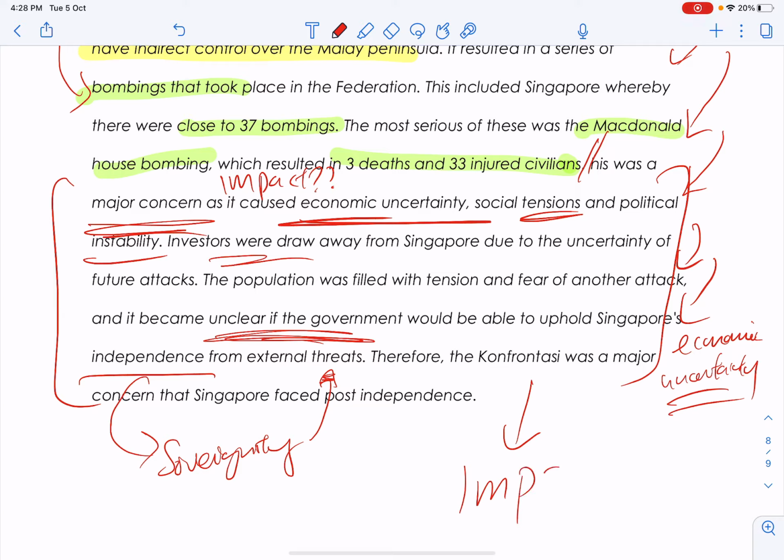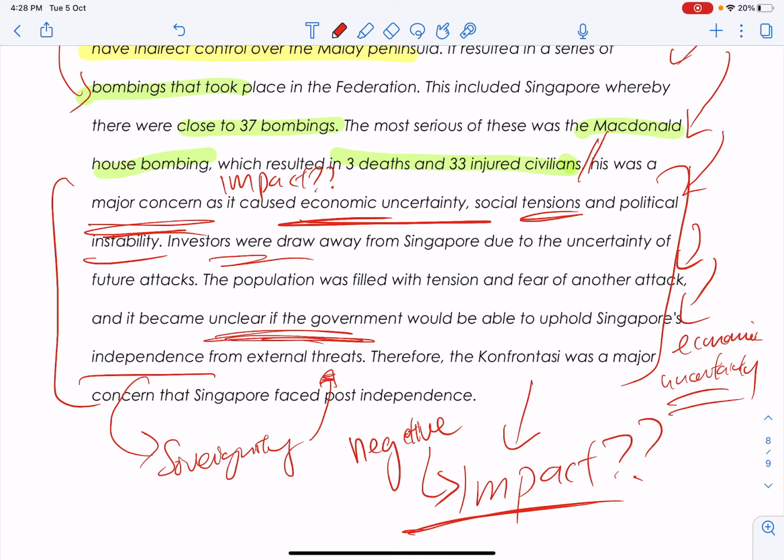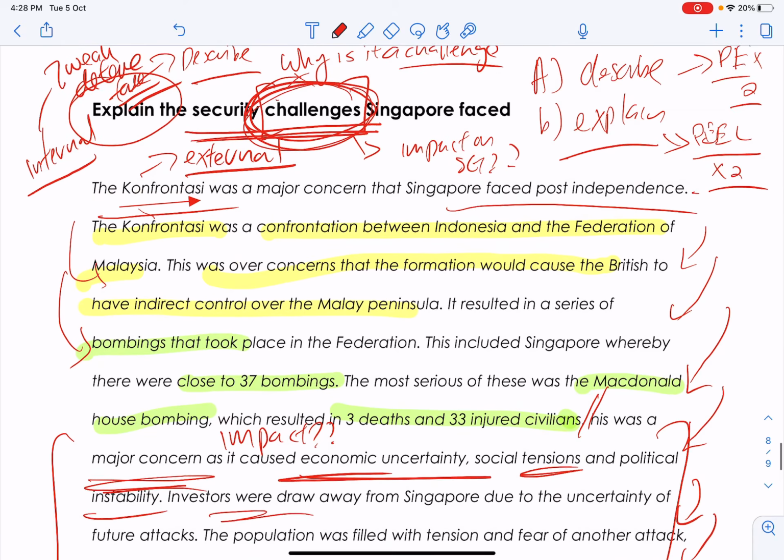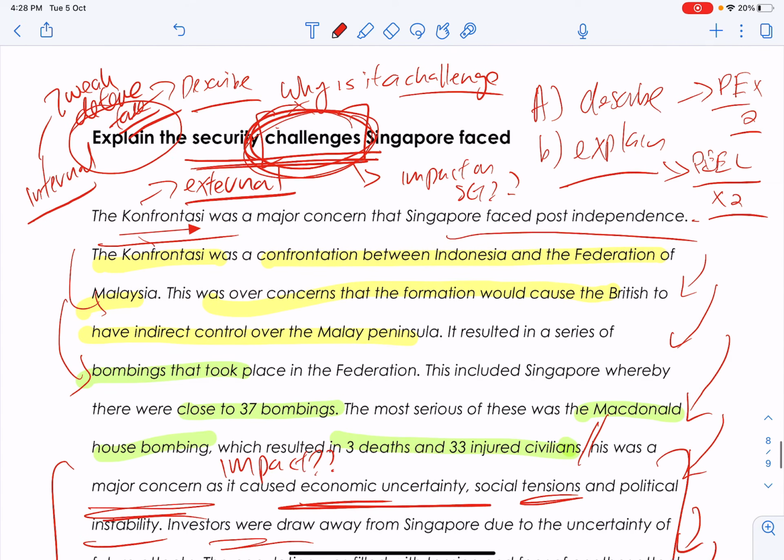I'm actually talking about the impact. What exactly is the impact of this problem on the country? What is the negative impact of these problems? Negative impact of these problems on the country, right? So that is how you explain. And that's the difference between describe and explain.